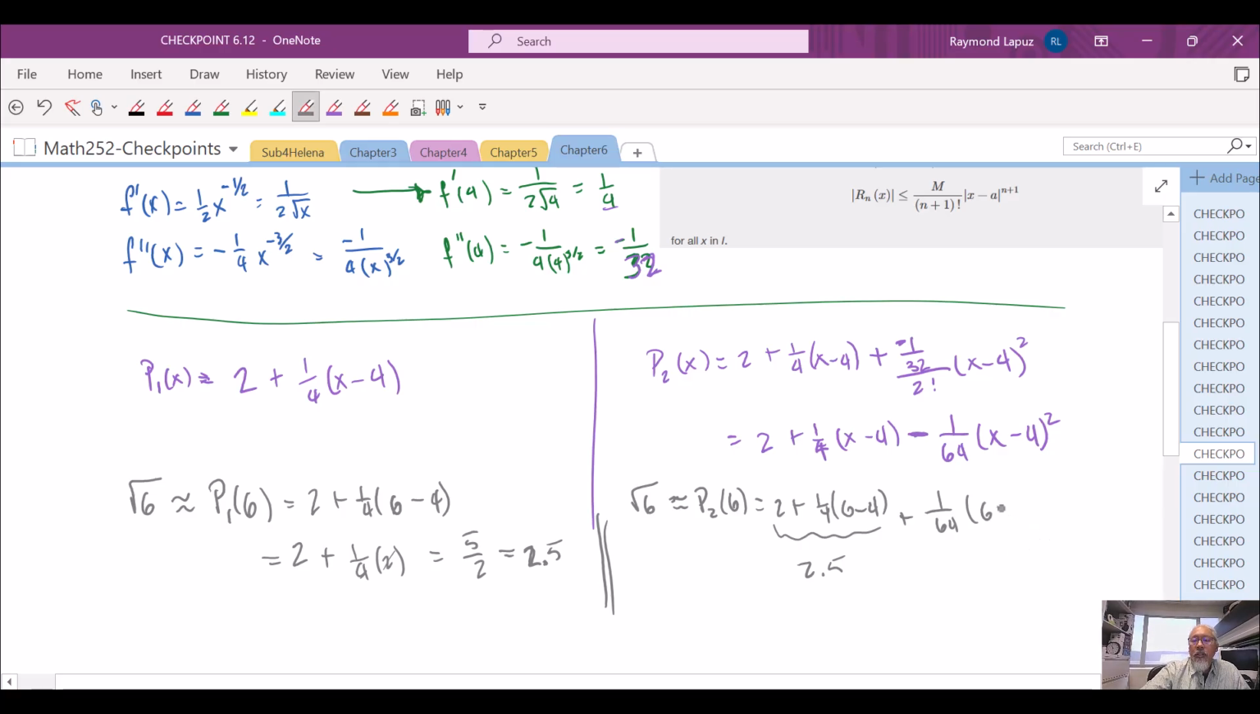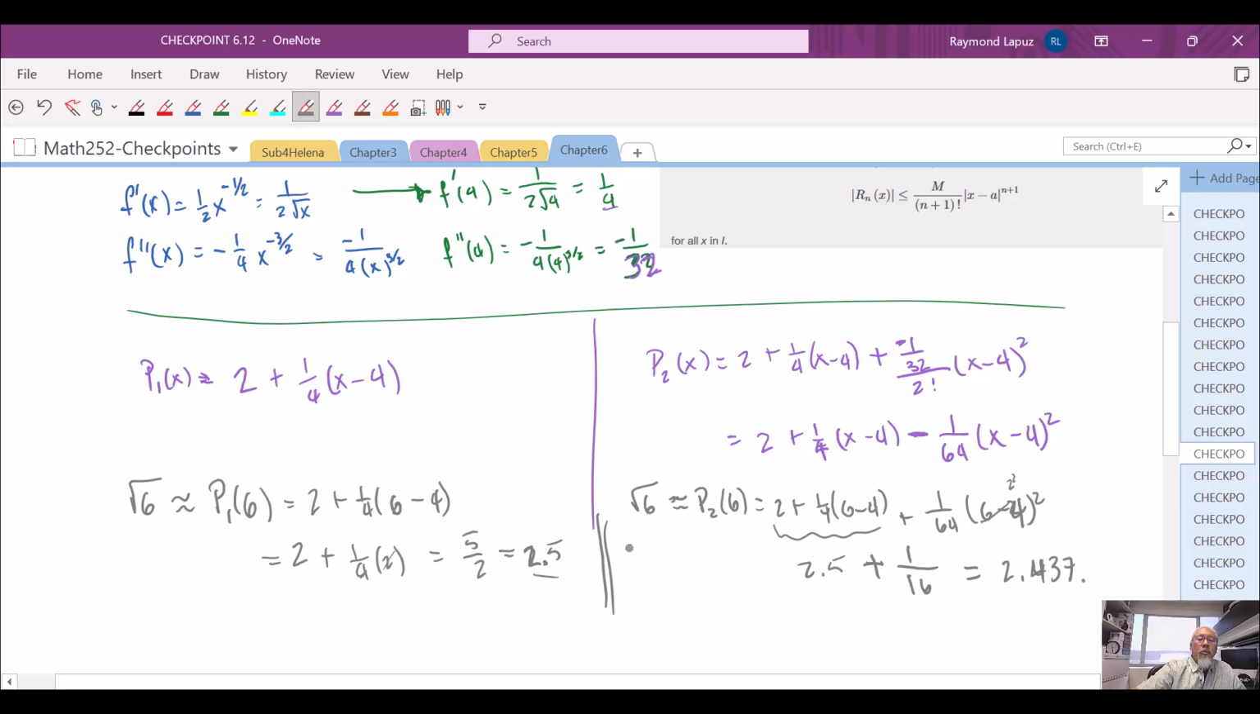So this is going to be 6 minus 4 squared. So this is 2 squared. 2 squared is 4. 4 times 64 is going to be 1 over 256... this is going to be 1 over 16. And I think if we put all that into the calculator, this will give us 2.437.